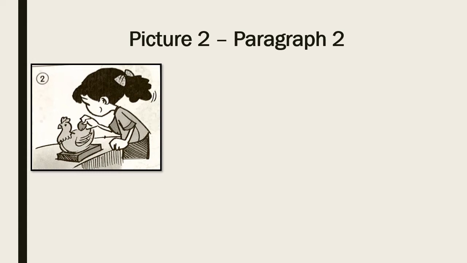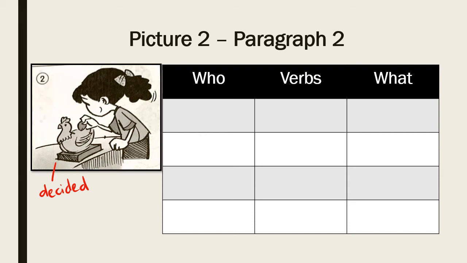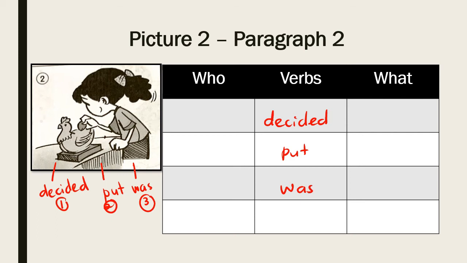Before this, we already decided that there is one word already given. What is it? Decided. Okay, let's try. What is a suitable verb here? You can add decided, put, and was. Let's number it. Decided is number one, put is number two, was is number three.